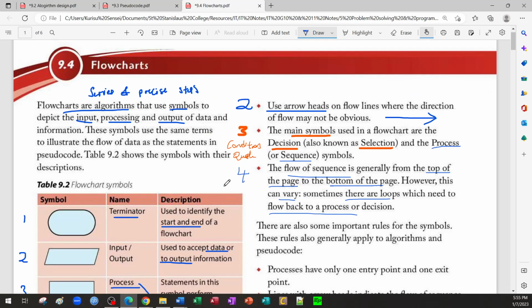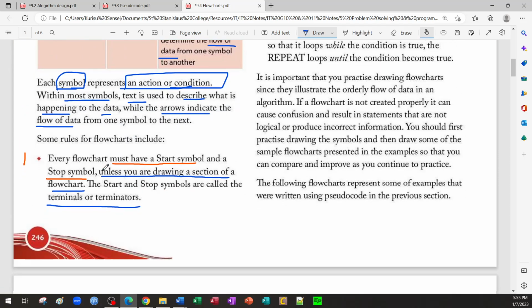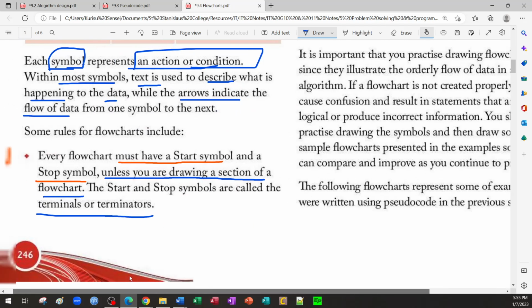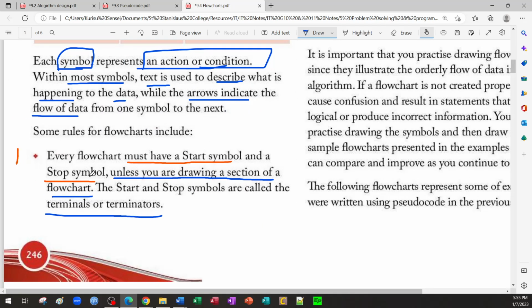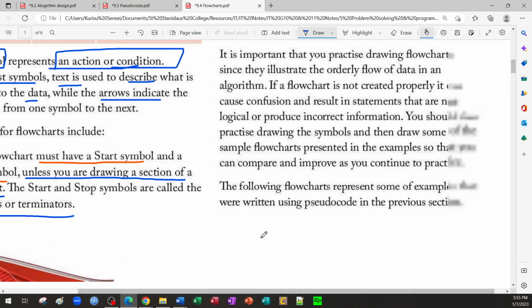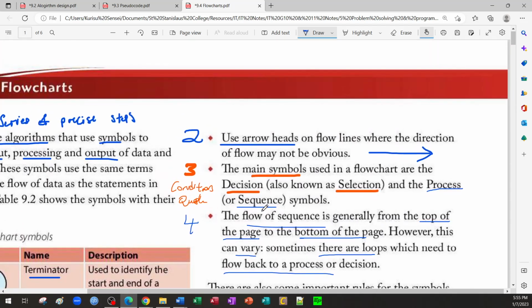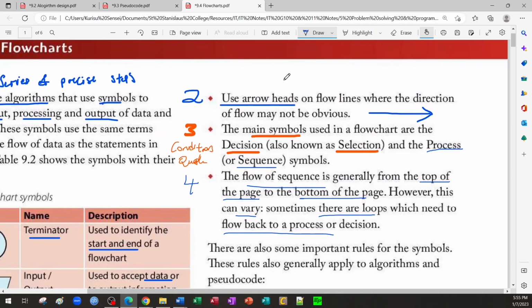So those are our 4 rules when it comes to developing a flow chart. Once again, you must have a start and stop symbol. You must use arrowheads on your flow lines. You must include decision and process symbols, and you should draw top to bottom so that we can clearly follow the flow.